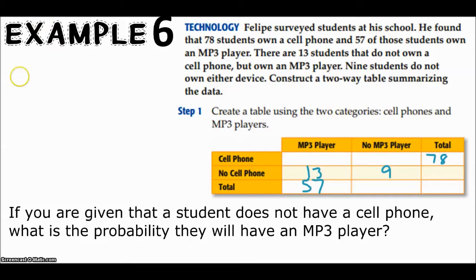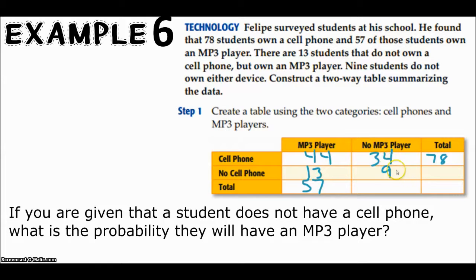Now here's what we can do. I know that 57 students in total own an MP3 player. 13 don't have a cell phone. So 53 minus 13 means that there are 44 kids with both a cell phone and an MP3 player. Now looking at this column, 78 kids own a cell phone. If 44 have an MP3 player, then I subtract and I get 34 own a cell phone but no MP3 player.